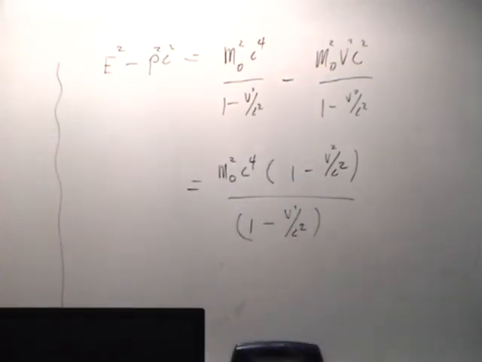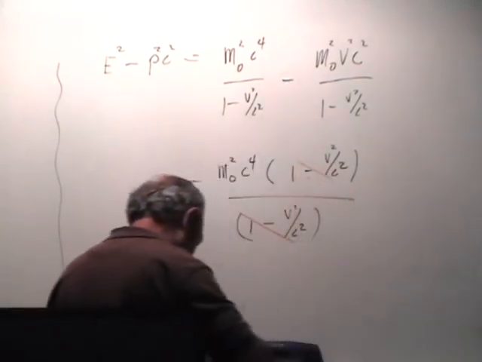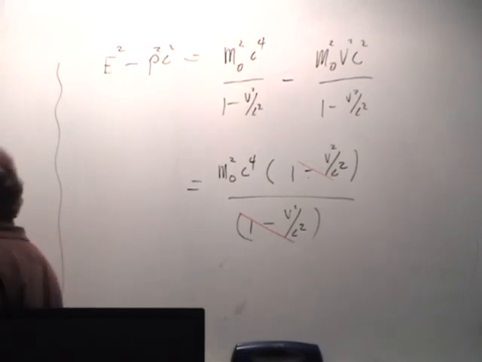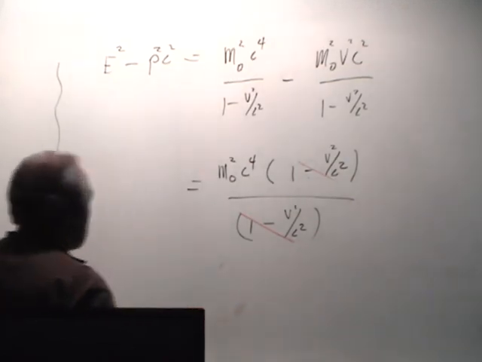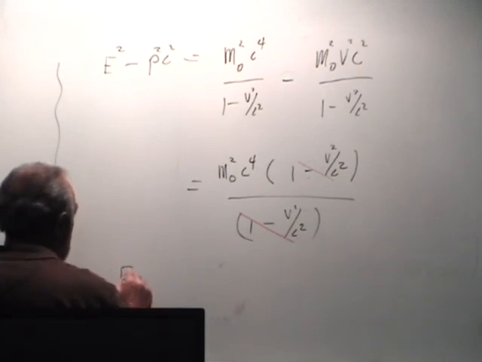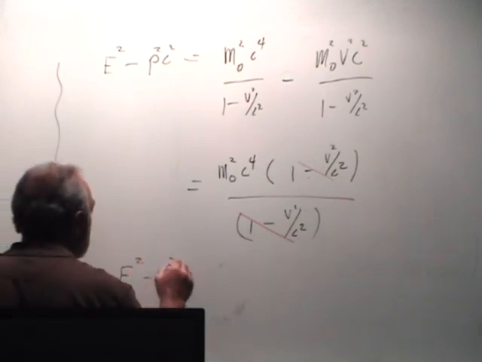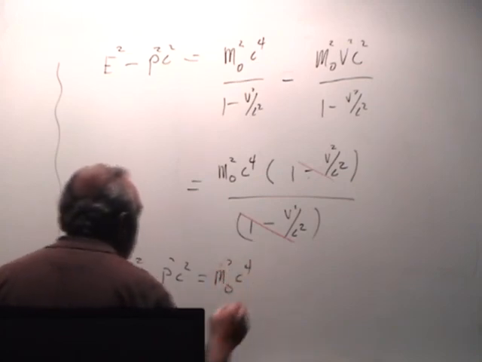And lo and behold, what do we have? We've got the same thing, top and bottom, it goes away. Aha! There's where the fun is. Canceling. Wasn't that the best part of fractions? Canceling. That's so satisfying. All right. So finally, you get around to what you want to get around to. E squared minus p squared c squared equals m naught squared c to the fourth power.